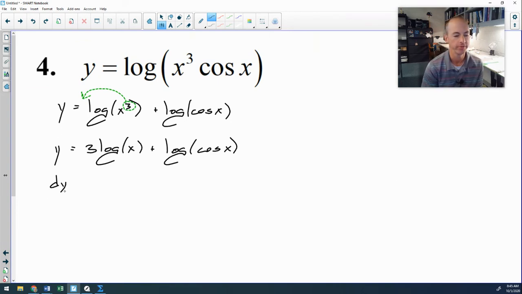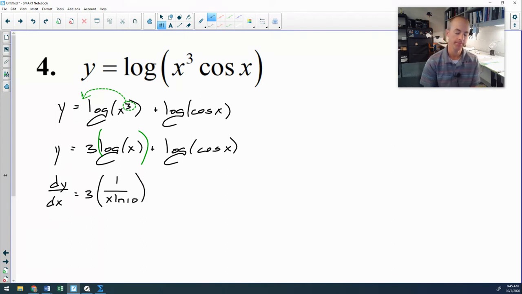Now I'm about to do the derivative, dy dx. And so now I have 3 times log x. Well, if you have a constant times a function, you can ignore the constant and just do the derivative of the log. The derivative of log x is 1 over x, but you have to multiply by the natural log of the base. So that'd be 1 over x ln 10. Plus, now I'm going to do the derivative of log of cosine x. The derivative of every log, you put the inside in the denominator, and the derivative of that in the numerator, times the natural log of the base in your denominator.